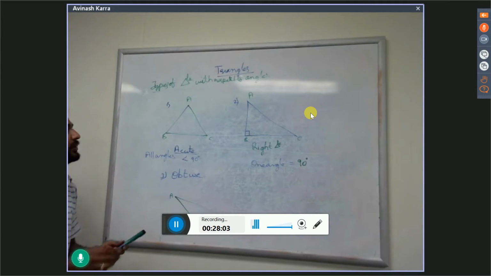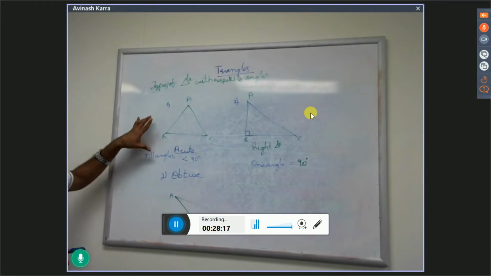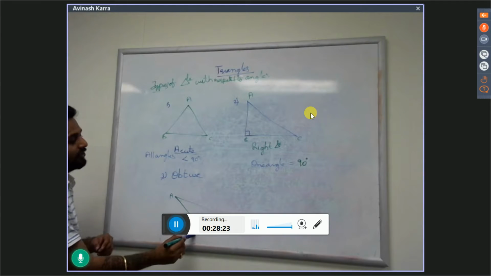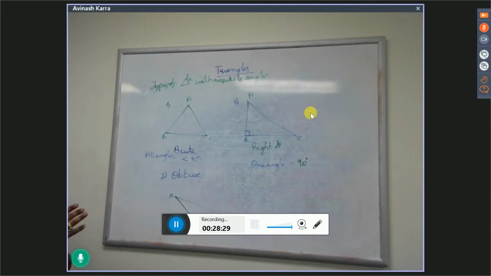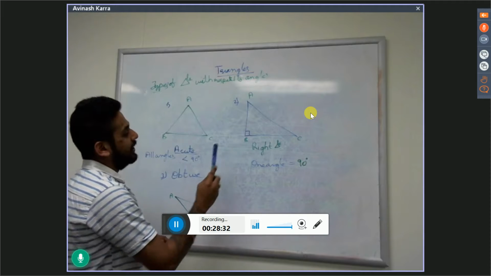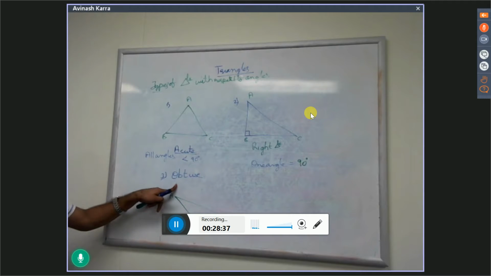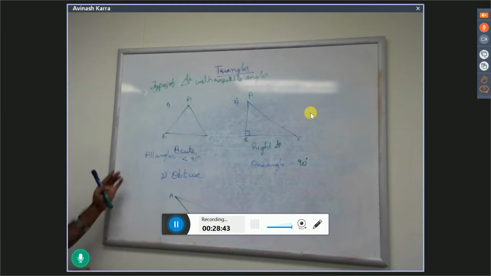So, with respect to sides, they are divided into three types: equilateral triangle, isosceles triangle, and scalene triangle. And with respect to angles, they are also divided into three types: acute angle triangle, right angle triangle, obtuse angle triangle. In an acute angle triangle, all angles will be less than 90 degrees. In a right angle triangle, one angle will be equal to 90 degrees. In an obtuse angle triangle, one angle will definitely be greater than 90 degrees. Is it clear?